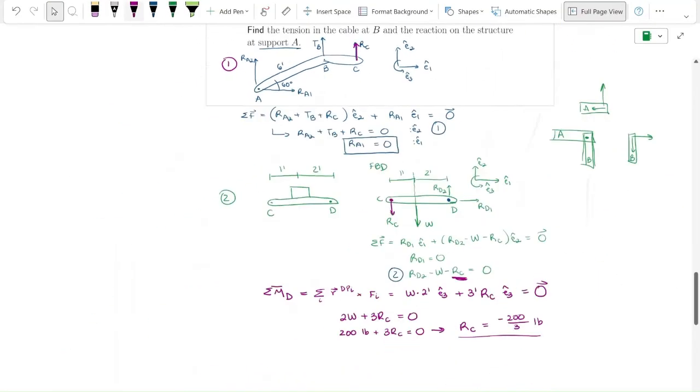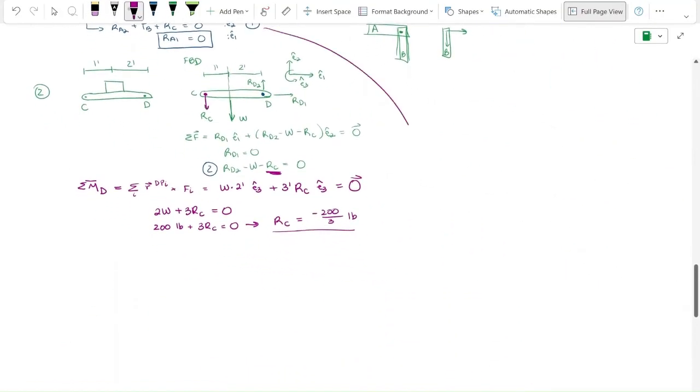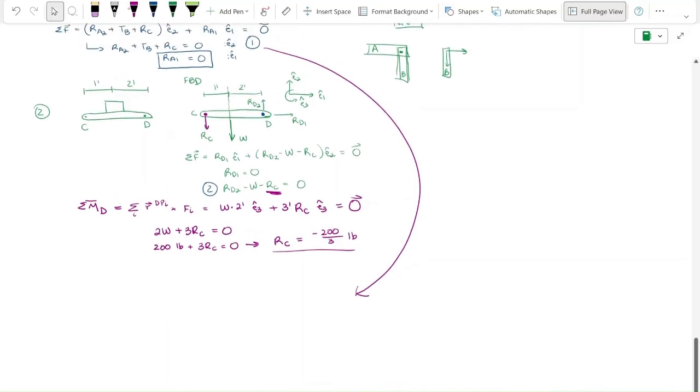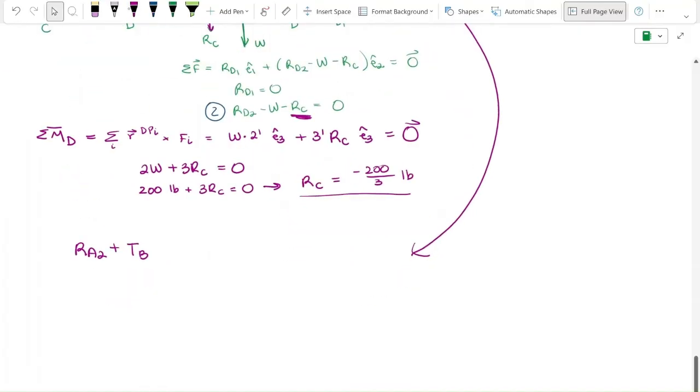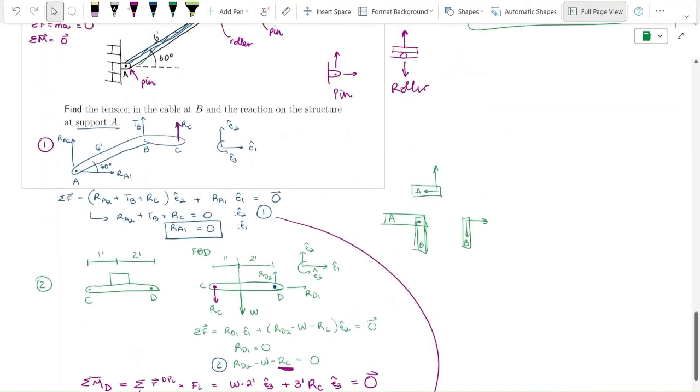maybe I should write this down here. So from this, we now know that RA2 plus TB plus RC, so RC is negative 200 over 3 pounds, is equal to 0. So now we're like, how do we find RA2 and TB?